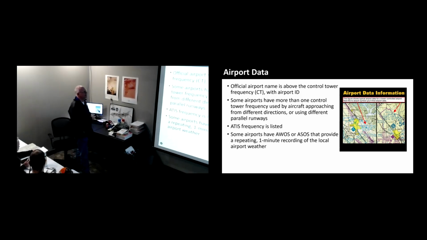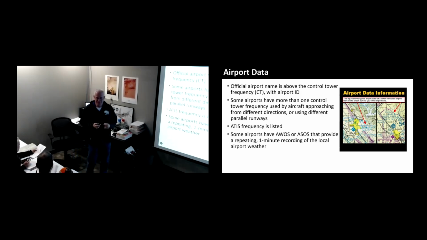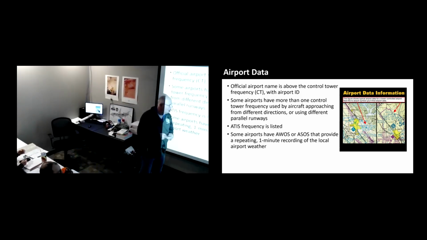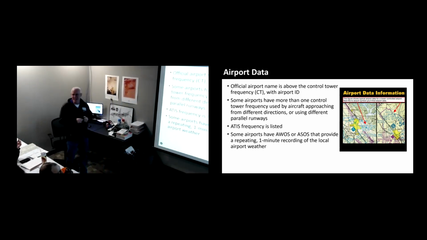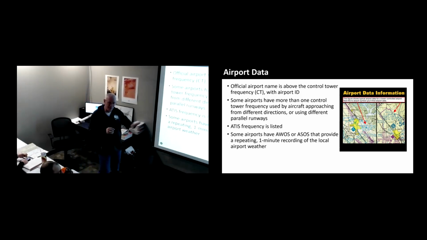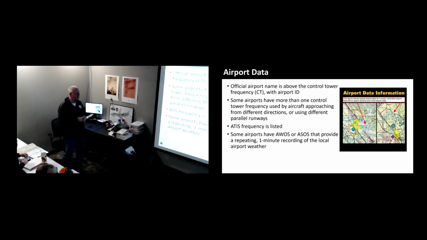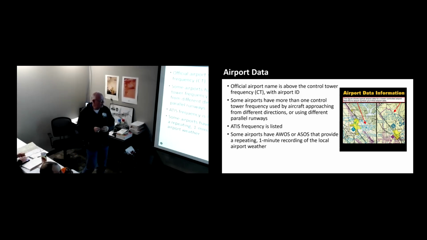What are we looking at? The official airport name is above the control tower frequency. So in the one they're showing here on the right, Chico Airport is the name of the airport, Chico. CIC in the parentheses is the ICAO identifier for the airport. So KCIC, the K is omitted. So airport KCIC is Chico. Right underneath there, you see CT, the control tower frequency is 121.0. Okay, also as a CTAF, there's this little C next to it.